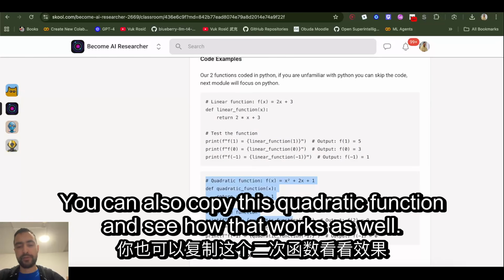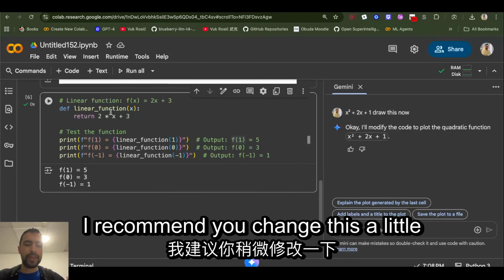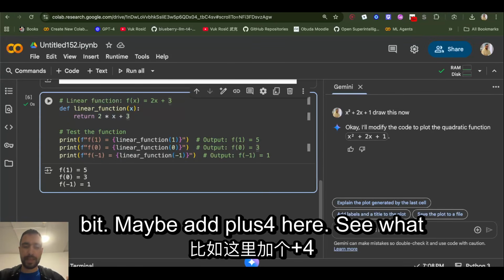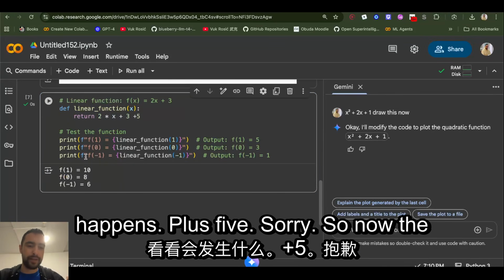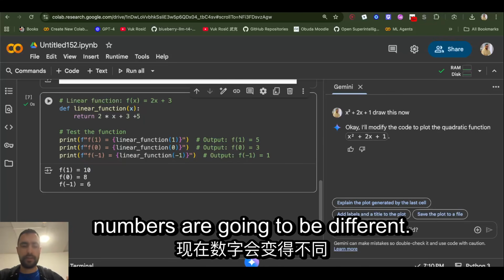You can also copy this quadratic function and see how that works as well. I recommend you change this a little bit, maybe add plus 4 here, see what happens, plus 5, sorry. So now the numbers are going to be different.